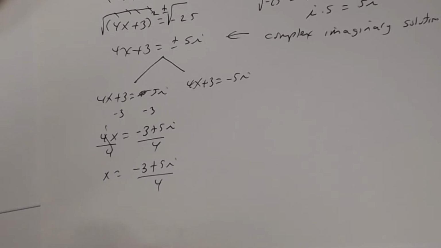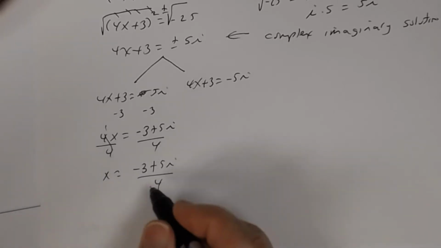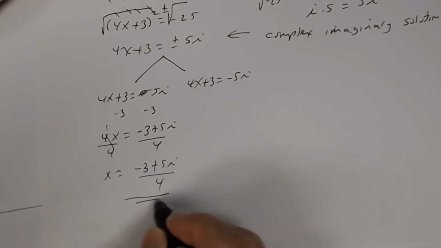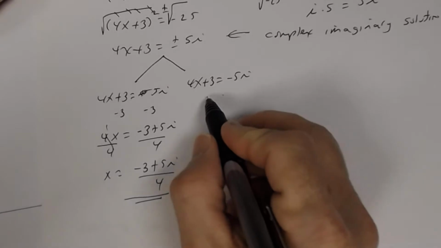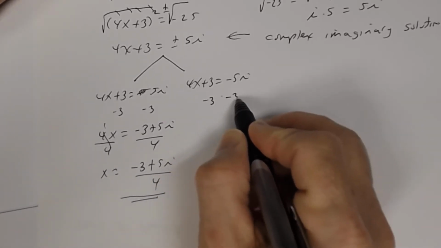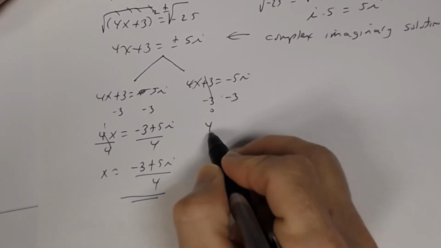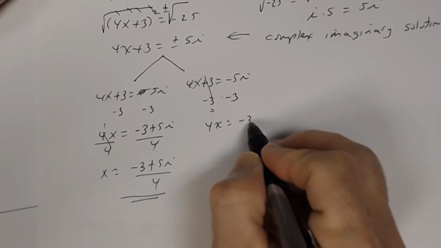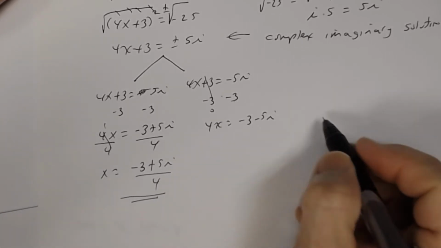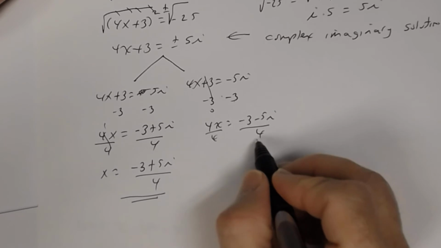All right. Now, the directions did not say anything about putting this in standard form. Remember a plus bi? So you can leave it like this. So that's one of your solutions. The other one, do the same thing. You're going to subtract 3 from both sides. And then when you combine like terms, you get 4x equals a negative 3 minus 5i. And then divide both sides by 4.